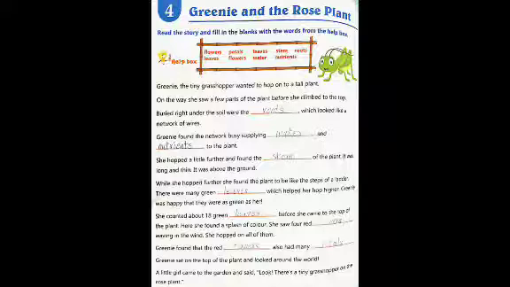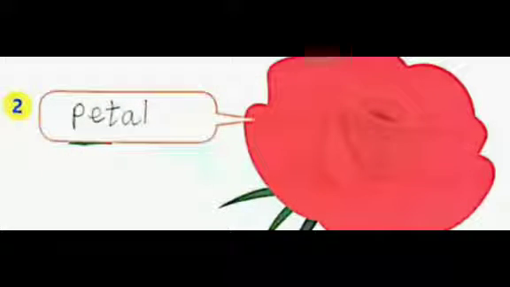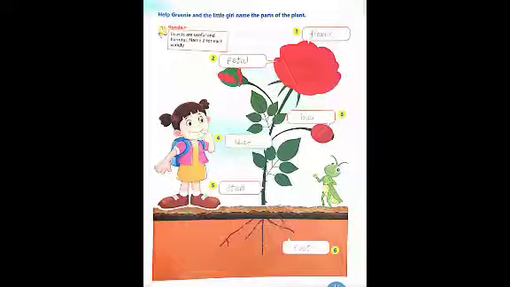So she hopped on all of them. Greenie found that the red flowers also had many petals. I already told you, flowers have a lot of petals. Greenie sat on the top of the plant and looked around the world. A little girl came to the garden and said, "Look, there is a tiny grasshopper on the rose plant."